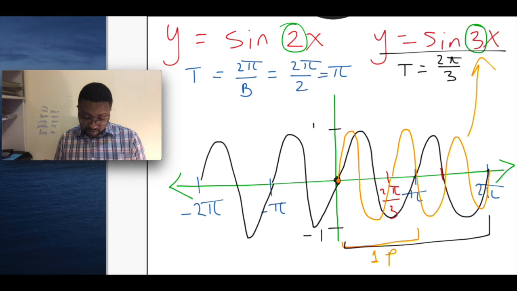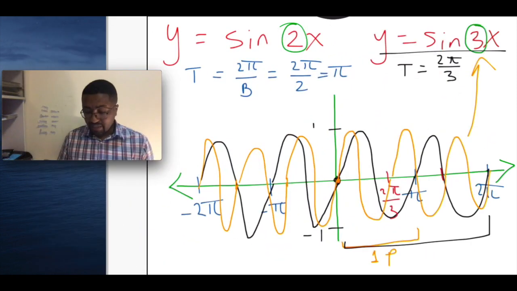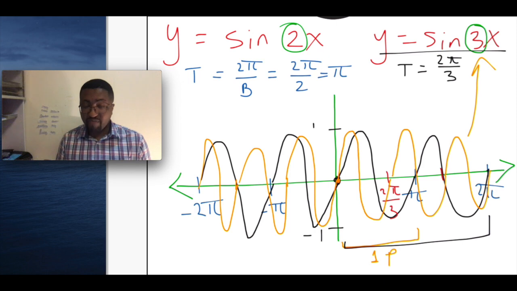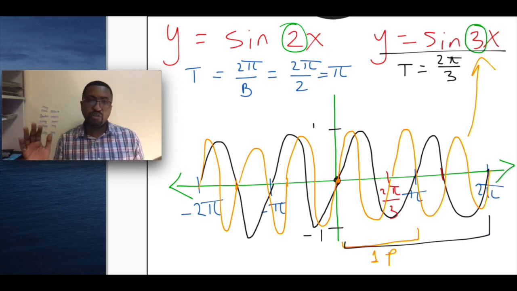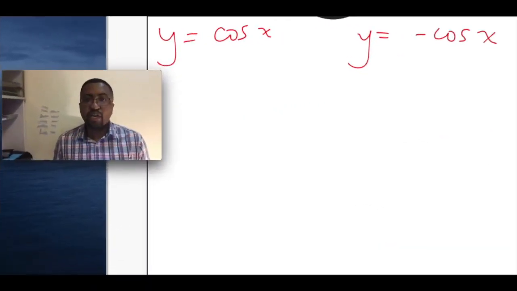And then I do the same thing here. I can divide it into 2 sections roughly. So basically when you increase the value of b, you are having a horizontal compression. Let's now look at the cosine function.